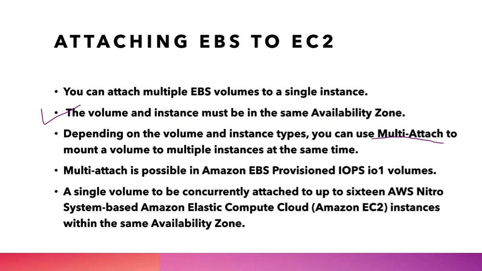So we will be working on T2 Micro because we stick to the free tier, so we won't be able to see this, but yes, it is possible to have EBS multi-attach up to 16 AWS Nitro system based Amazon Elastic Compute Cloud instances, but the condition is they should be in the same availability zone, right? So now let us go back to our Amazon Management Console and let's see how we can actually create and attach new EBS volumes to our EC2 instances.